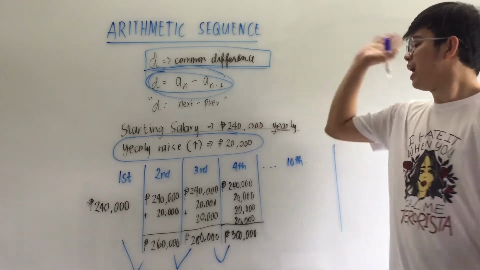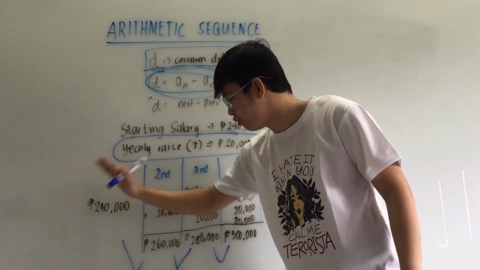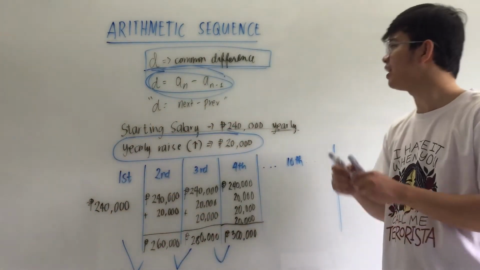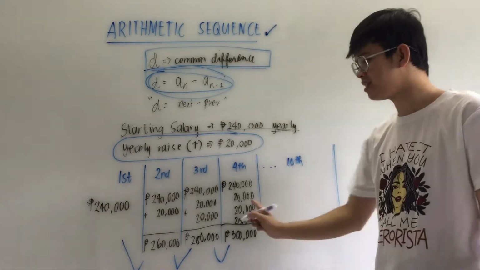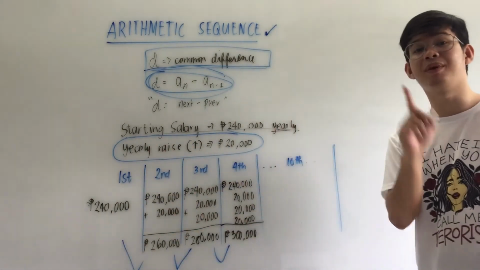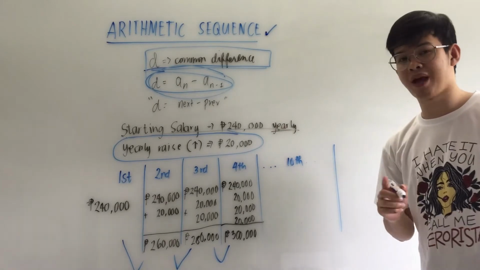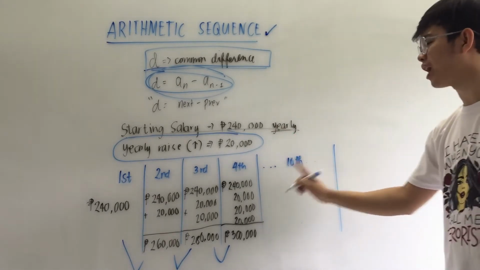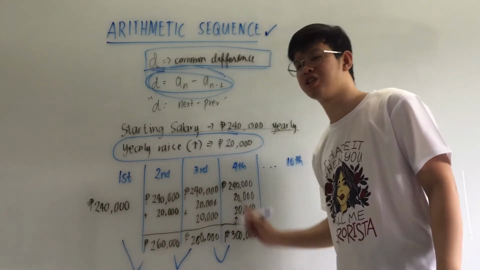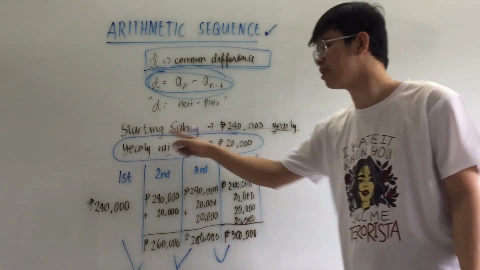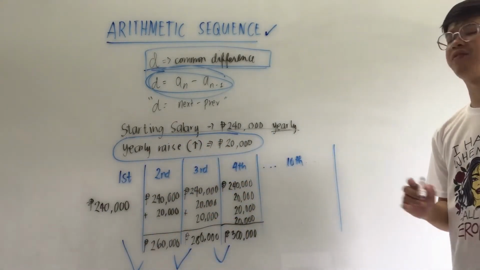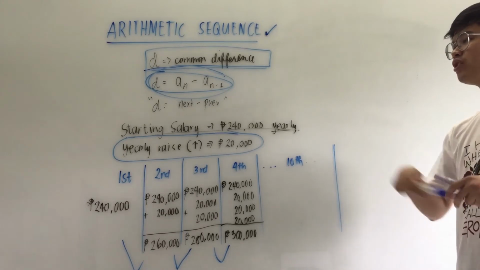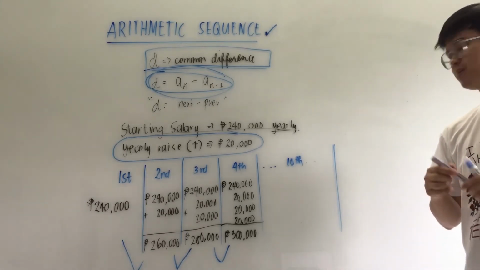Okay? So again, we just listed it down: 240, 260, 280, 300. It is checked. It is an arithmetic sequence. The sequence here is arithmetic because the common difference is 20,000 pesos. Now, how can you project using the variables here, using the numbers here, using the sequence here? How can you solve for the 10th term? Let's try to study some relationships.